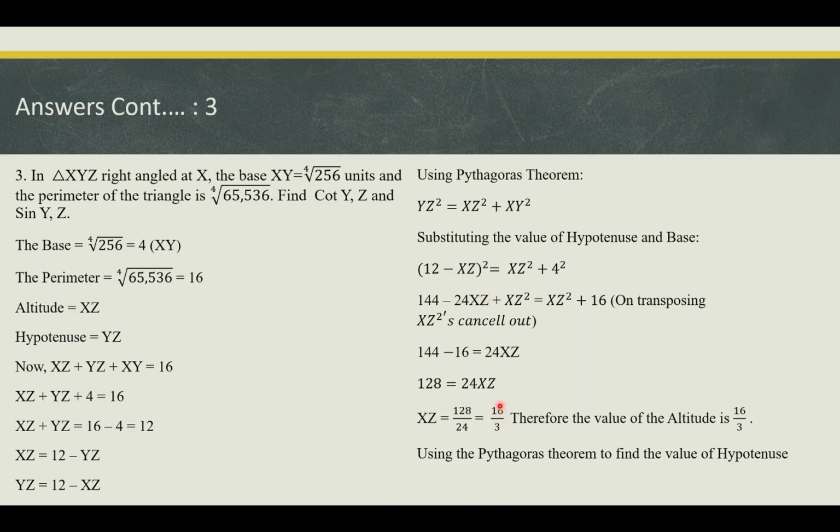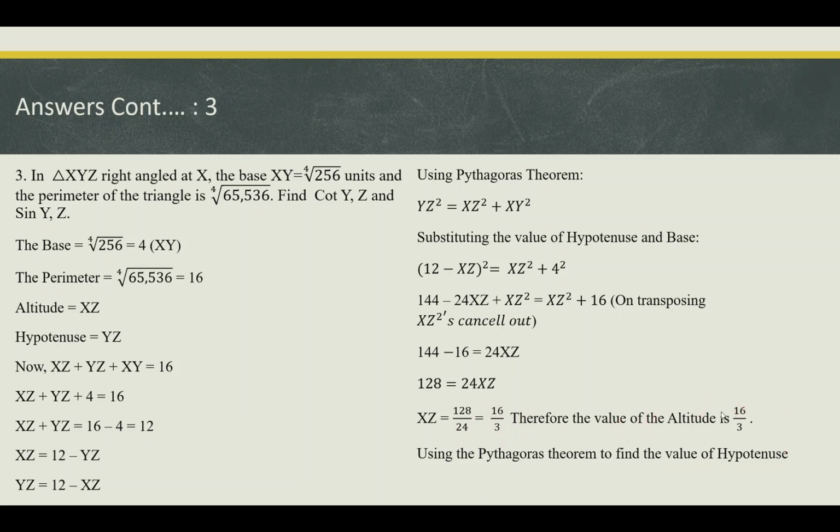So it becomes 24xz is equal to 144 minus 16, which then becomes 24xz is equal to 128. Then xz is equal to 128 by 24, and on simplification it becomes 16 by 3. Therefore the value of the altitude is 16 by 3.